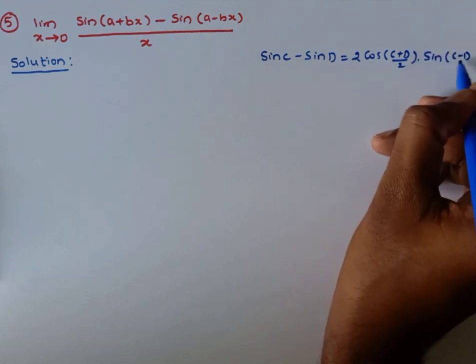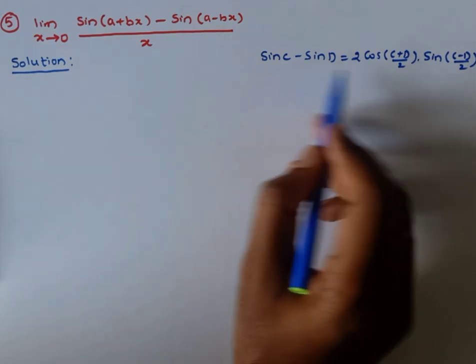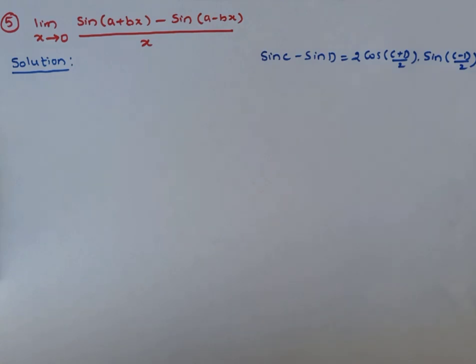We learned this formula in trigonometry, the first chapter, I mean the 6th chapter. So sin c minus sin d can be written as 2 into cos of c plus d by 2 into sin of c minus d by 2.